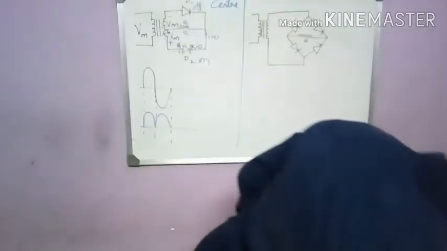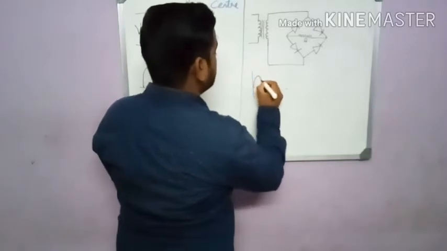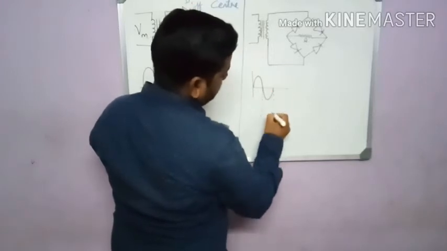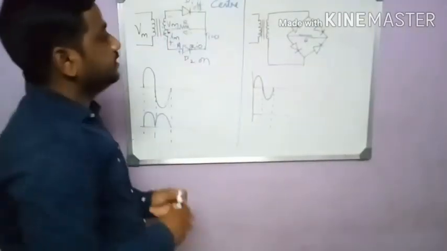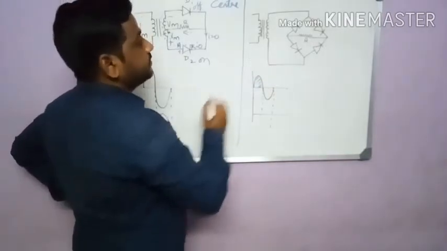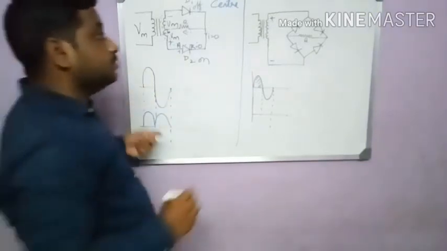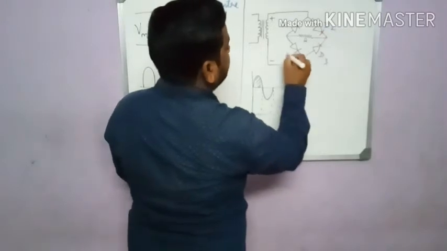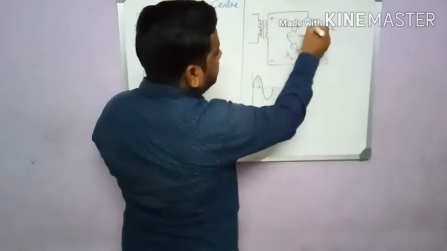Now let's analyze this circuit with the input. Say this is the AC input. What happens in each half cycle? Okay, input will be given. Let's assume we have given the positive half cycle. When we give the positive half cycle, here we have plus and we get minus here. Say these are D1, D2, D3, D4. Let's name them. When we give plus, here we get positive, and here also we get positive.